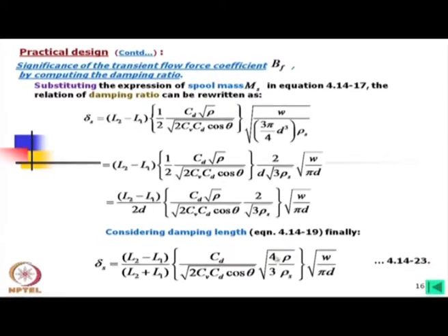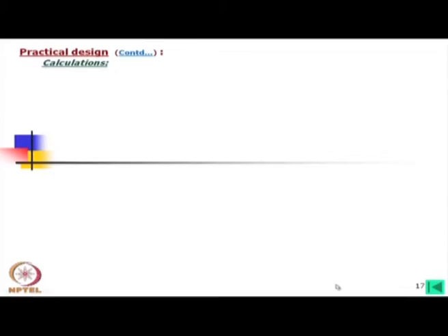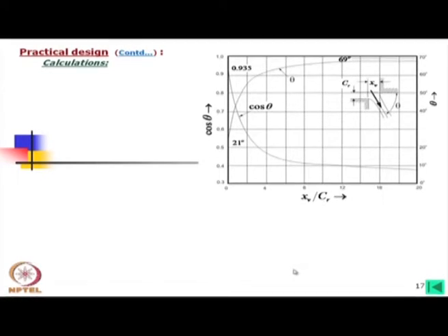And then here we get the ratio of mass density of the fluid and the spool, and here the area gradient divided by pi d. Now, for full port opening this will become unity, we will check that one. Now, let us take a sample calculation.